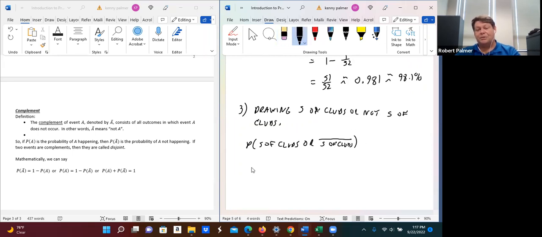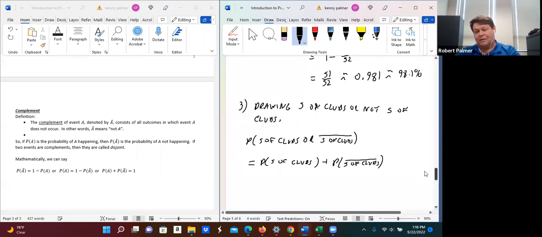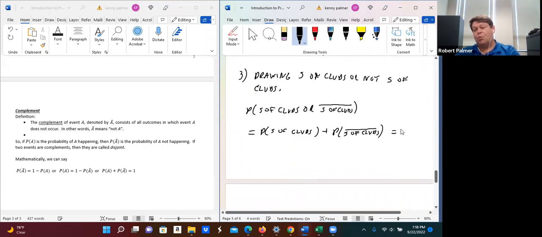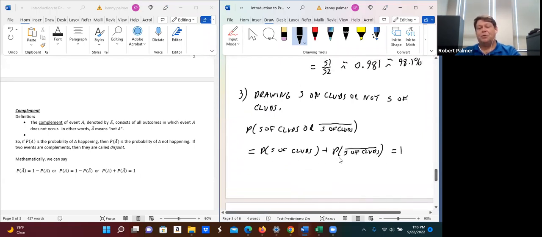So once again, this complement idea, these are complements together, they're disjoint. And so that's going to be the probability of the 5 of clubs plus the probability of not the 5 of clubs. Write that with a line over it. And that's going to be equal to 1, because that's going to be 1 over 52 plus 51 over 52, which gives us 52 over 52. 1. Okay.